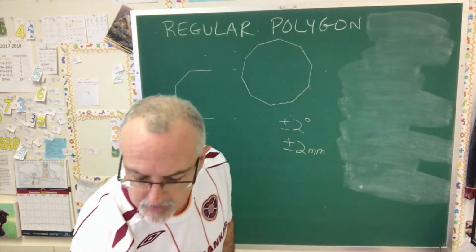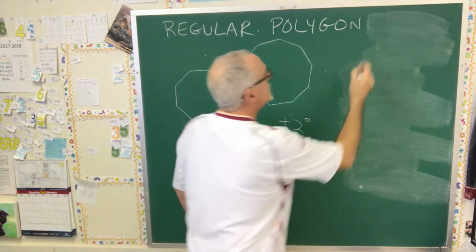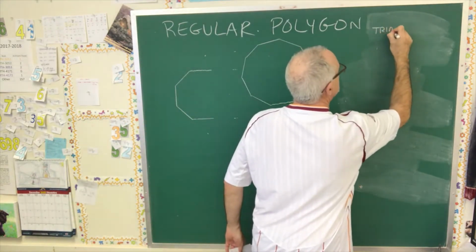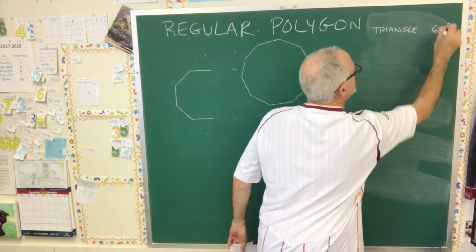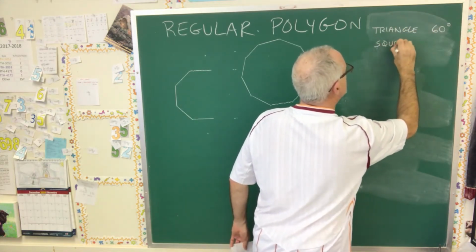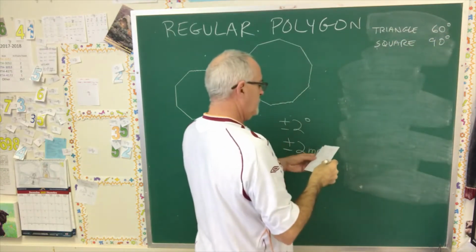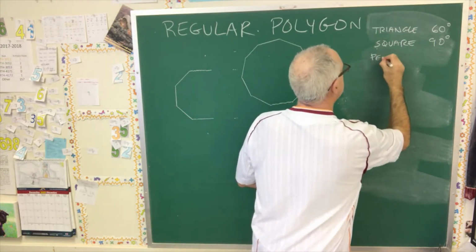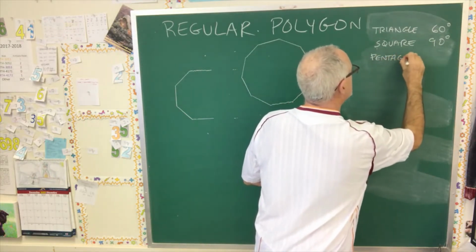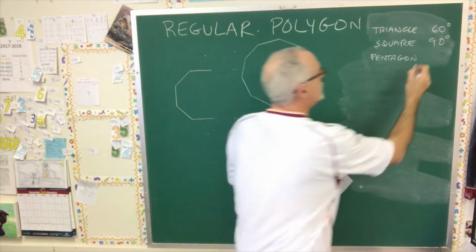I'm just going to list the names of them and the angle measurements. So we have the triangle, and that was 60 degrees. We have the square, 90 degrees. We have the pentagon, and when you plug 5 into that little formula, you get 108 degrees.